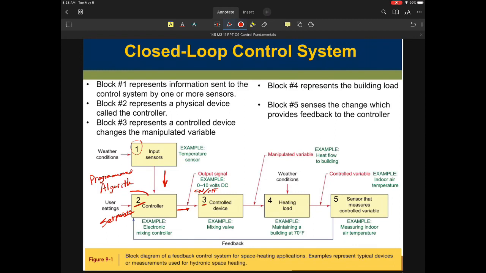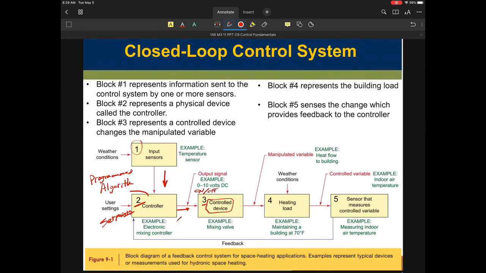So the output signal, as an example, could just simply be a simple on-off type signal, or it could be a 0 to 10 volt, or a 2 to 10, or a 4 to 20 milliamp signal. That is based on the programming, or the matching of what type of output your controller can provide. And then of course you have to select the control device to actually match the signal that it can provide as an input.